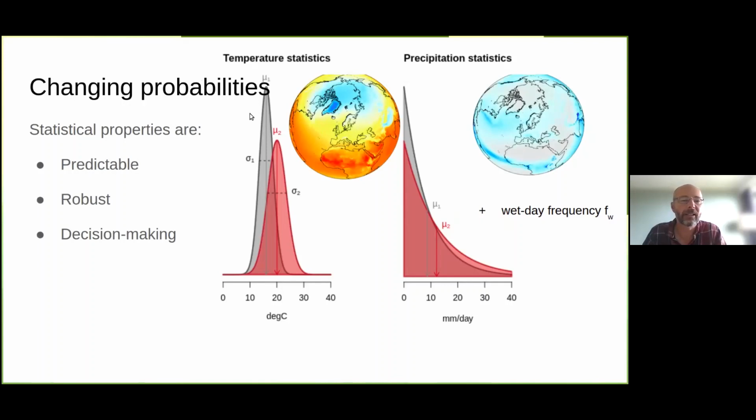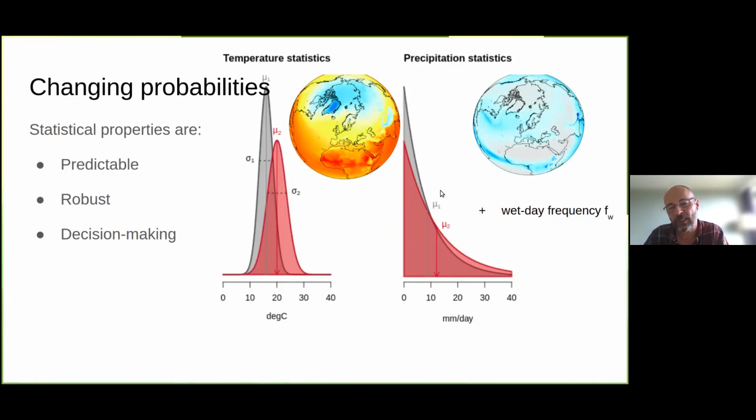These statistical properties are actually fairly predictable and also fairly robust, and these are very useful for decision making. So often decision makers want a number, they don't want a time series. So we try to downscale these parameters directly, that describe the shape of this curve. So this is a PDF, a probability distribution function.